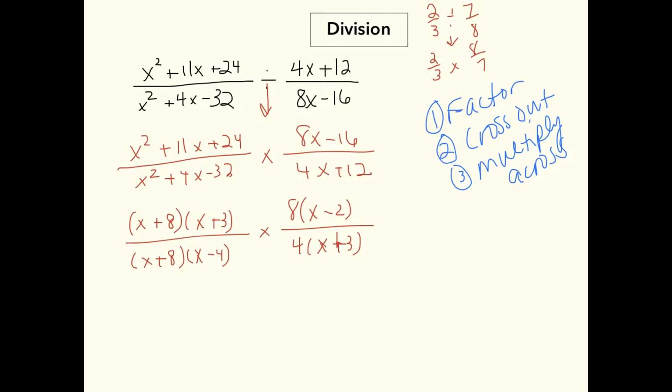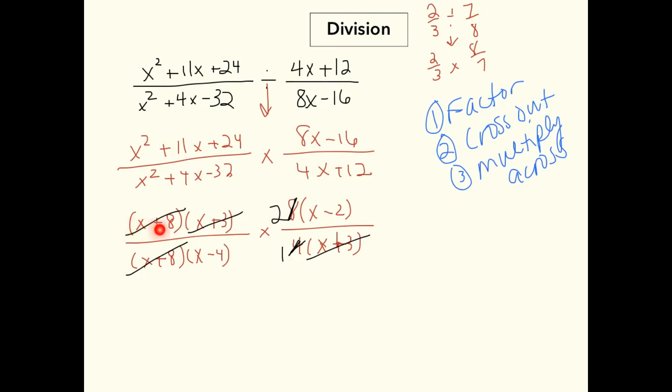Now we want to cross out. We've got an x plus 8 and an x plus 8, one on numerator, one on denominator. And we have an x plus 3 and an x plus 3. And there's nothing else that we can cross out here. Now this 8 and this 4 can be simplified. I can divide 4 by 4 and get 1. So there's nothing there but a 1. I can also divide 8 by 4, and that will become 2. So it's the same thing as if you did 8 divided by 4 is just 2. But if you do it here, it makes it a little easier to multiply across.